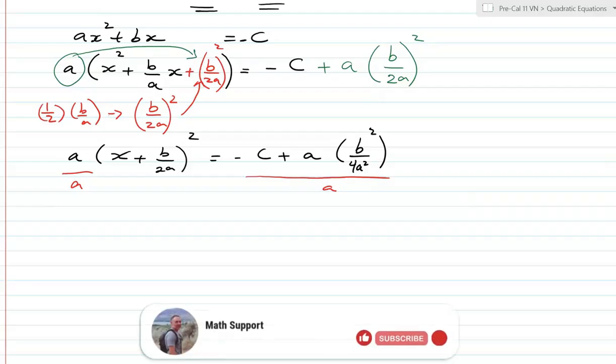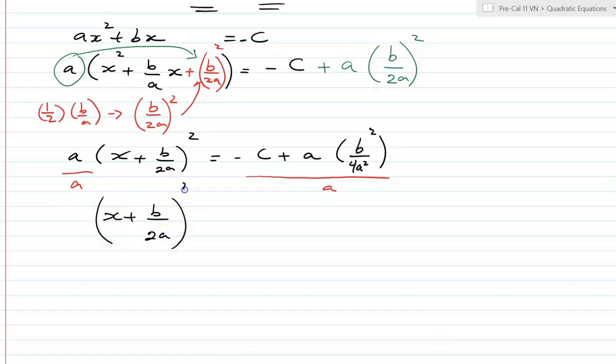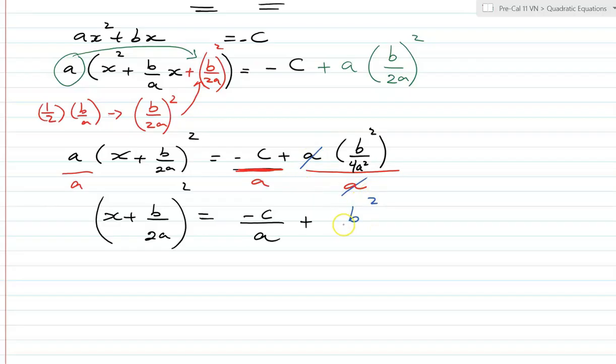All right, on the left hand side we get x plus b divided by 2a squared equals, here notice that we have a minus c, and this a is dividing everything. Actually, let me put it like this. That would be minus c divided by a, that's the first term, plus the a and a here cancel out, they divide, and we get b squared divided by 4a squared.